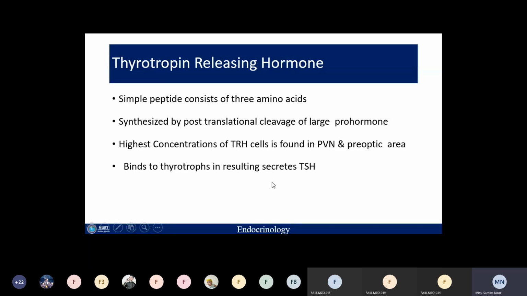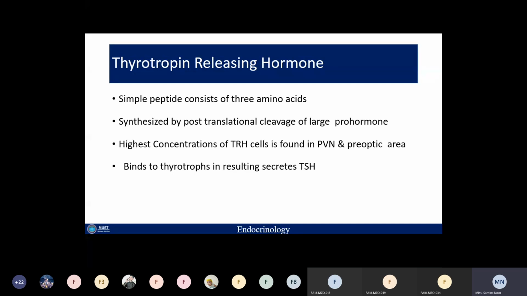The receptors for TRH, or thyrotropin releasing hormone, are present at the plasma membrane of the thyrotrophs, as thyrotropin releasing hormone is a peptide. For peptide hormones, the receptors are always located at the plasma membrane. Thyrotrophs are present in the adenohypophysis, within the anterior pituitary.